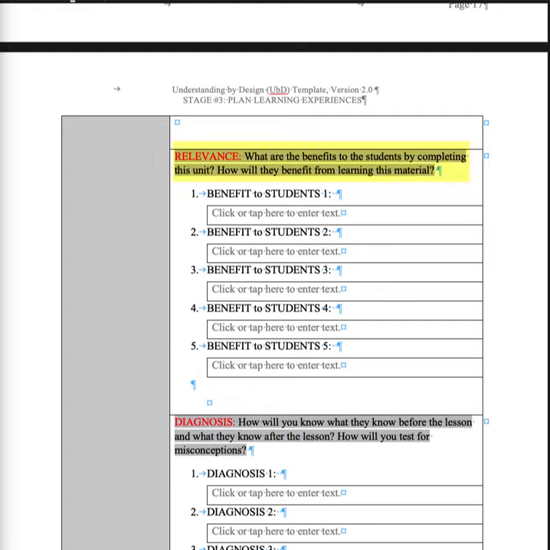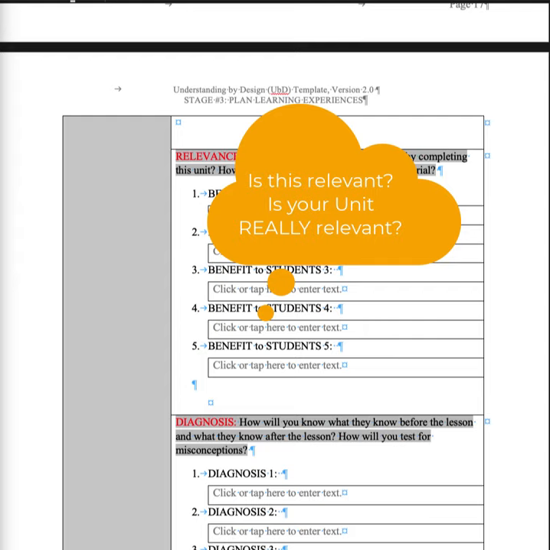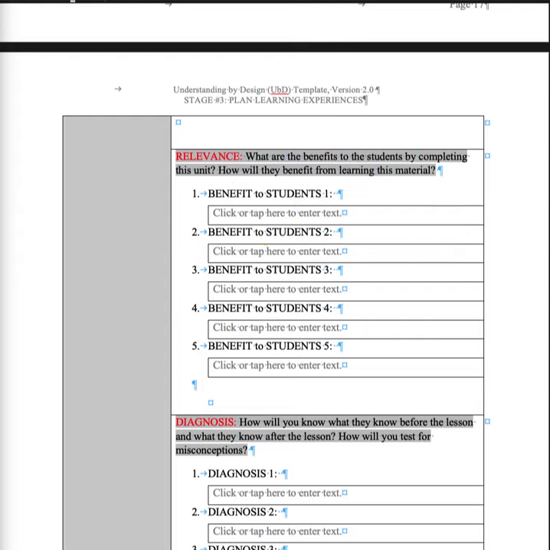Specifically, what are the benefits to the students by completing this unit? How will they benefit from learning this material? It seems self-explanatory, but to really put it down on paper really makes you think about what the relevance is. And it really sets the tone, even more so than the learning objectives, for how you will approach this section.